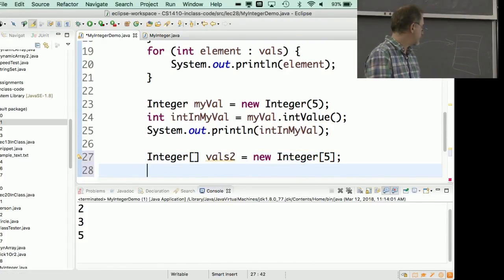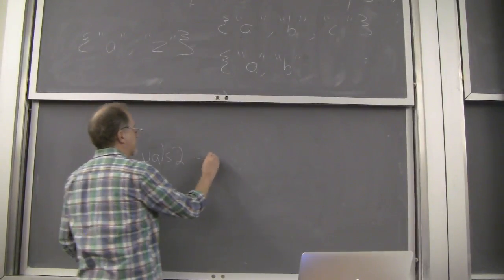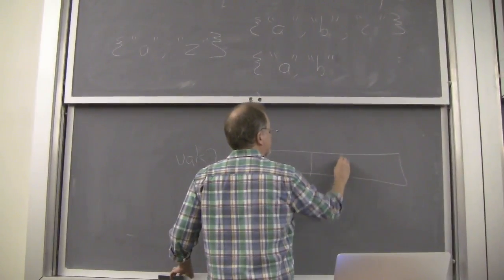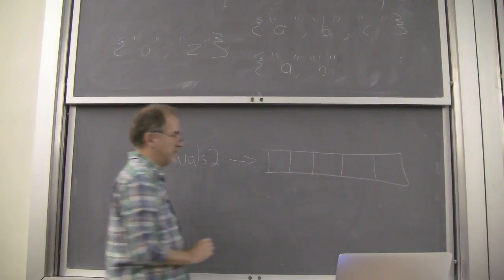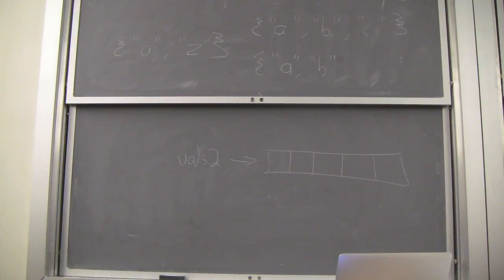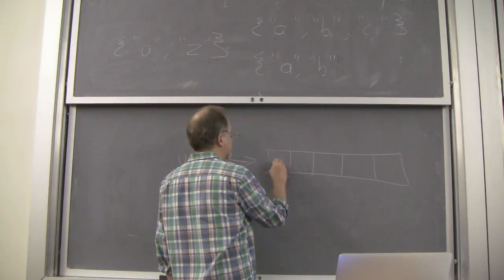And what is this array going to look like? Same as an int array? So we have vals2. It's going to reference an array that has 5 things in it. And objects are automatically initialized. What is this initialized to? A bunch of nulls, which I'm going to write.